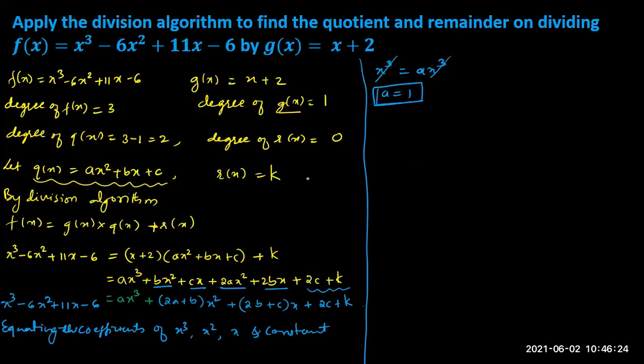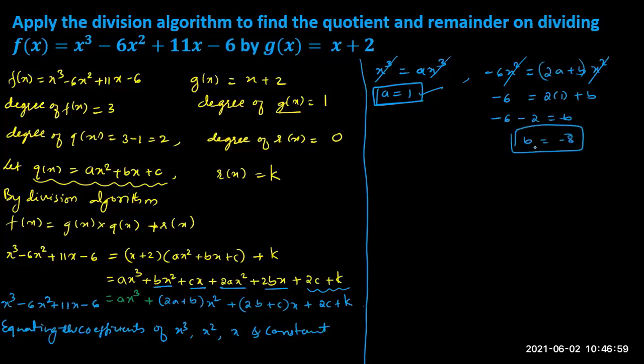Okay. Next, the x square term. Minus 6x square is equal to (2a plus b) into x square. So x square cancelled, then minus 6 is equal to 2, a means 1, plus b. So minus 6 minus 2 is equal to b. Now b is equal to minus 8. We got b is equal to minus 8.